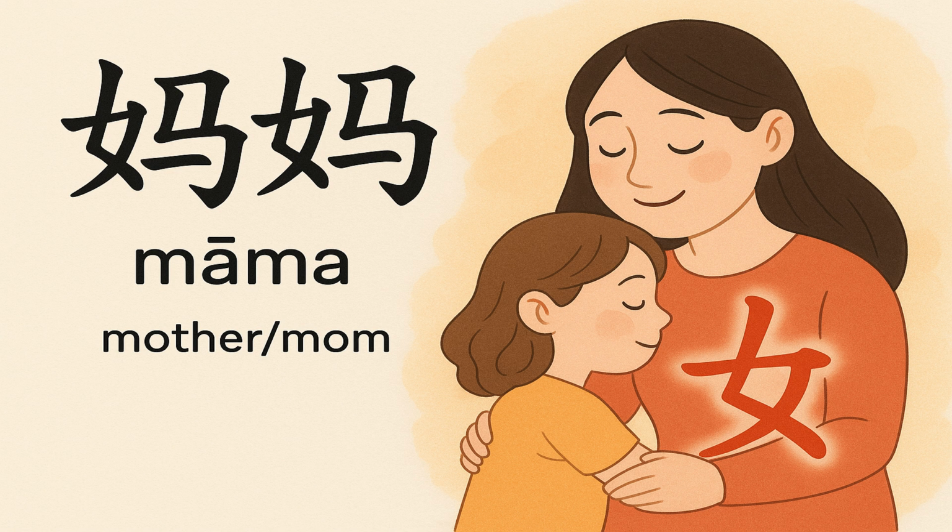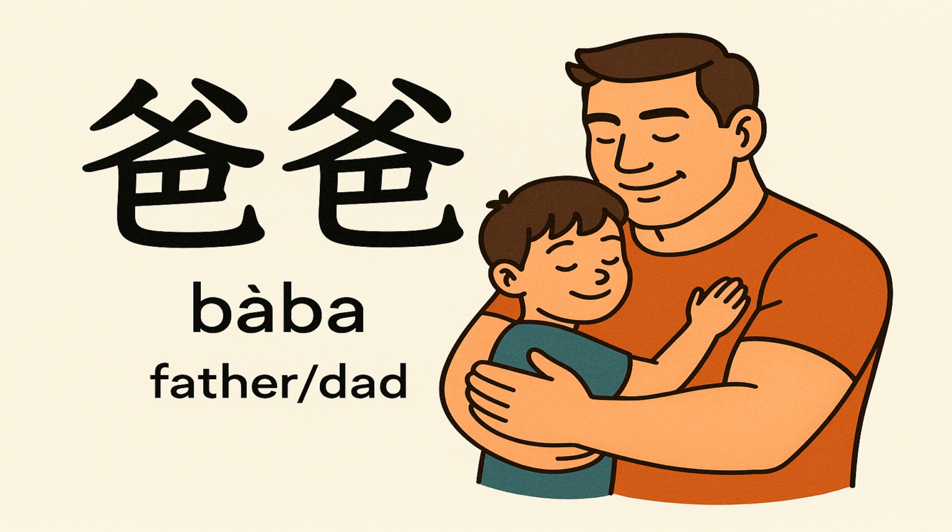Our mnemonic story: mother is represented by the woman radical doubled with love and affection. The repetition shows the constant, nurturing presence that mothers provide. When a child calls mama, they're not just saying mother once, they're expressing the repeated, ongoing love and care that mothers give every day. The pronunciation mama uses a high flat tone repeated twice, like a child's clear, loving call to their mother. Our final character combination is baba, meaning father or dad.